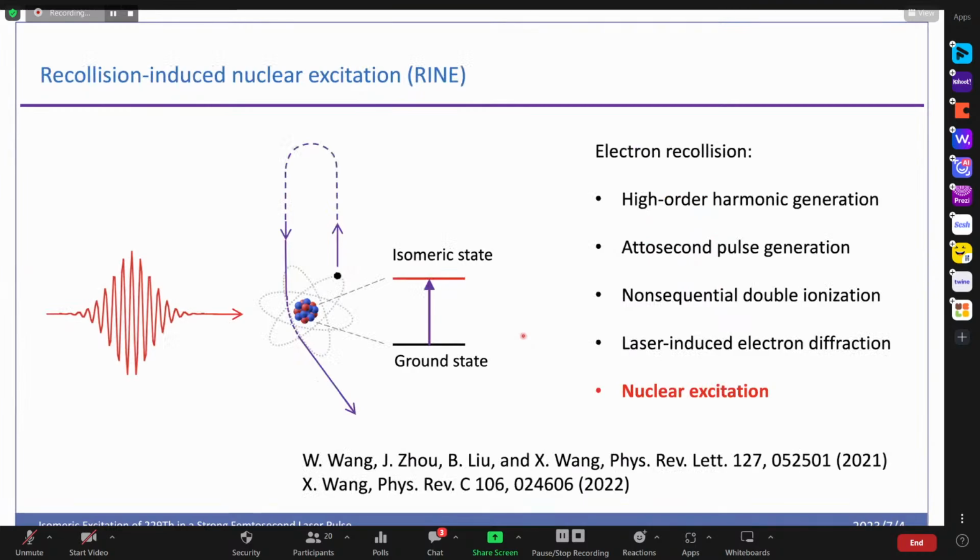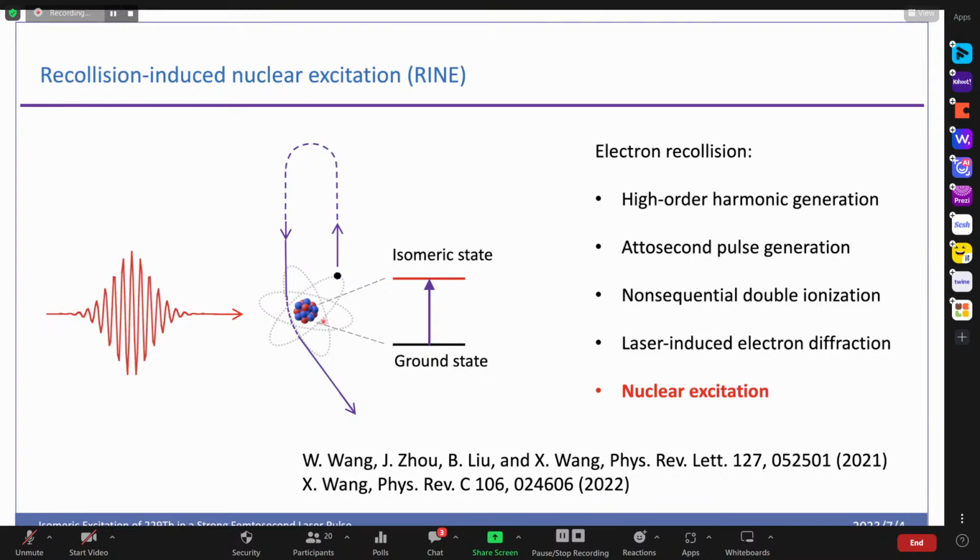As strong-field atomic physicists, we know that such an interaction will initiate an electron recollision process. That electron is pulled out by the laser field and driven away, but it has a chance to be driven back and recollide with the parent ion core when the laser field reverses direction, leading to processes like high harmonic generation, attosecond pulse generation, non-sequential double ionization, laser-induced electron diffraction, and so on.